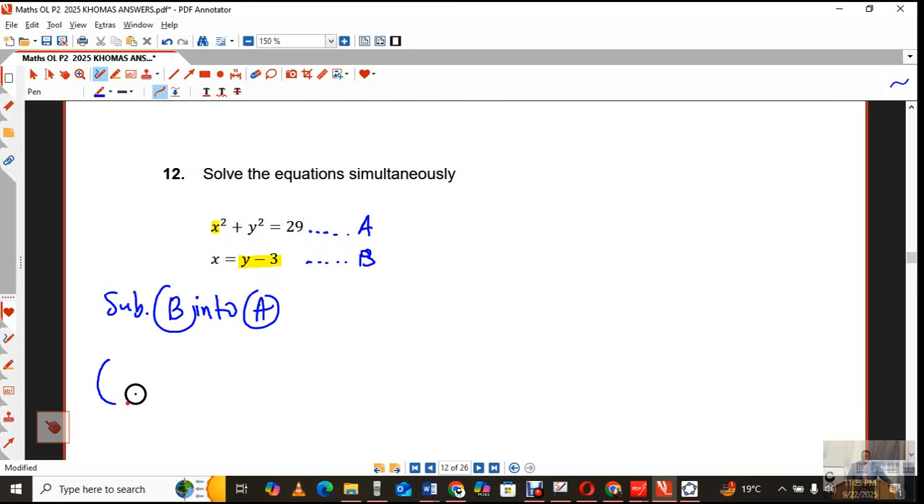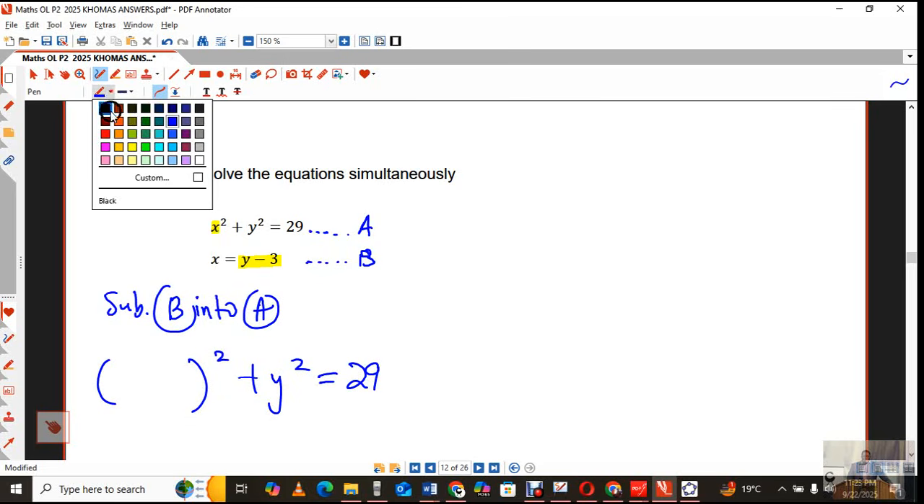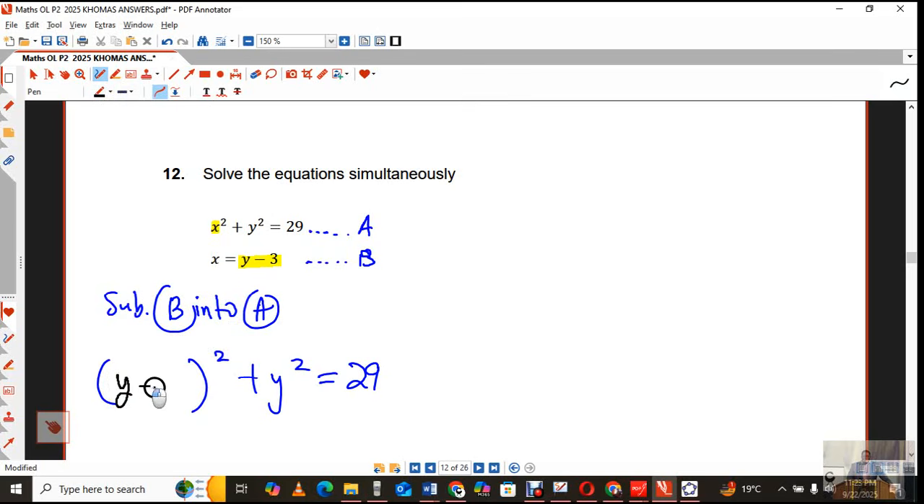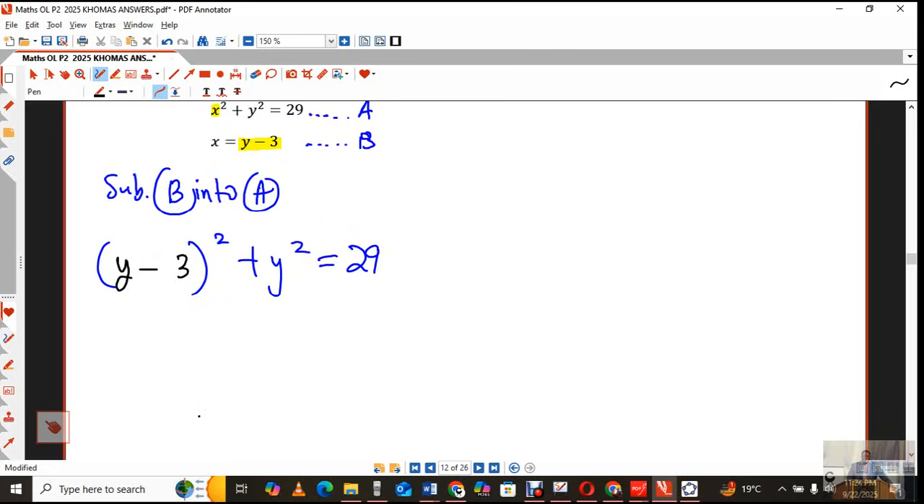Okay, so where I have an x, I'm going to substitute. So that means the y minus 3 will be in here. Okay, let's write that pretty nicely. Now remember that squaring that binomial, you should be very careful when you square that binomial. It means y minus 3 times y minus 3, okay, plus y squared minus 29, obviously all quadratics should equal 0.